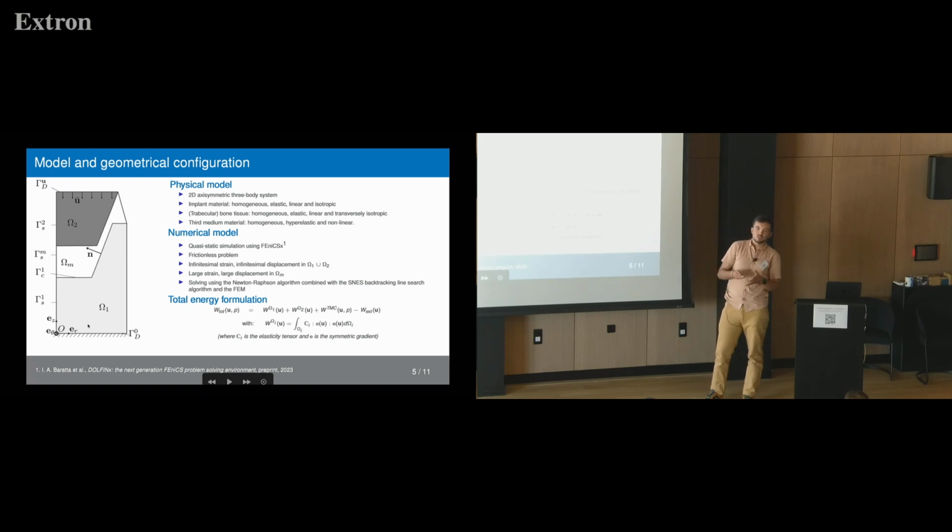For the solving method, we simply retrieve the energy and sum the energy of each body. We solve by differentiating using the UFL differentiation, and we solve using the nonlinear solver of FEniCS.